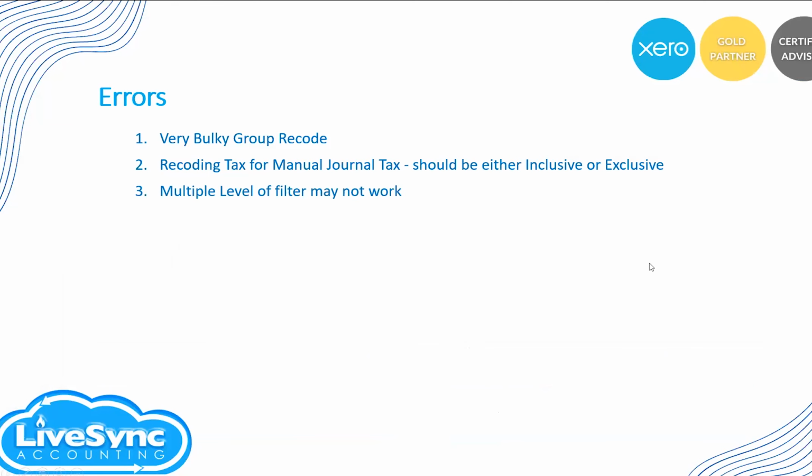Next is multiple level of filter may not work. Like I said earlier, you can have as many filtering conditions, but I suggest you do filtering of a maximum of 3. Search of archived contacts: if you have archived contacts, you cannot search these contacts that are already archived. Only active contacts can be searched.